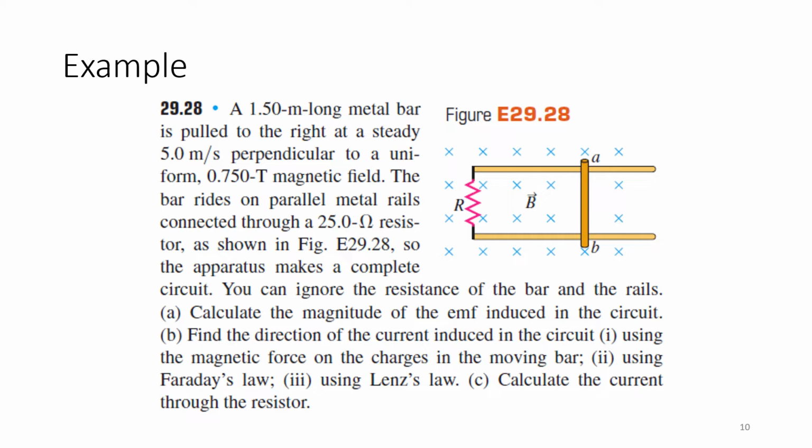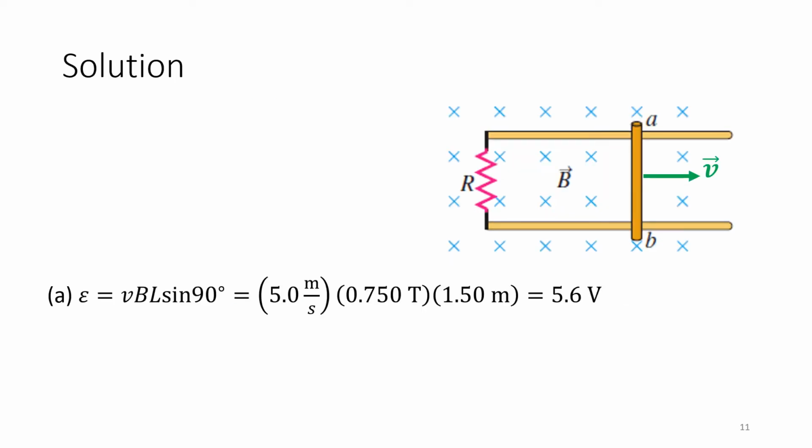Second question, we have to do it in three ways. We're supposed to find the direction of the induced current using all the methods we know so far. That's Faraday's law, Lenz's law, and a zoom in on the magnetic force and how it affects the charges in the moving rod. Finally, we calculate the current running through the resistor, which we can do easily after we solve the first problem. Answering the first question should be a walk in the park. Since V, B, and L are mutually perpendicular to each other, the EMF is just given by E equals VBL sine 90, 90 being the angle between V and B. Plug in the values in the calculator and you eventually get 5.6 volts.